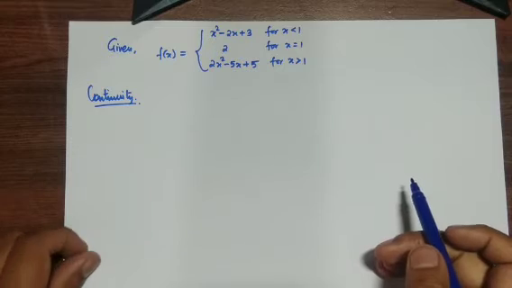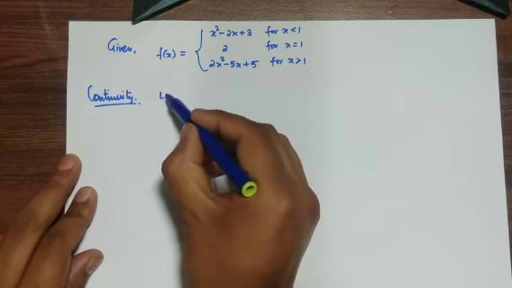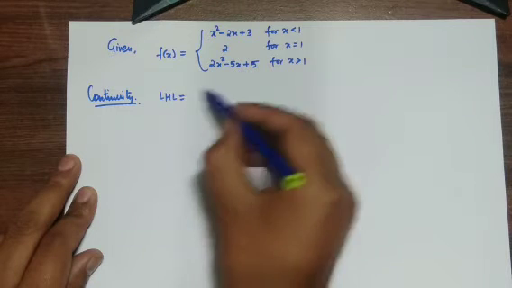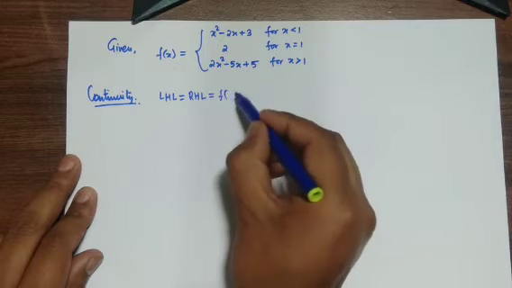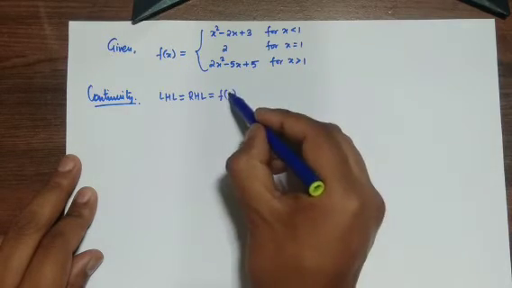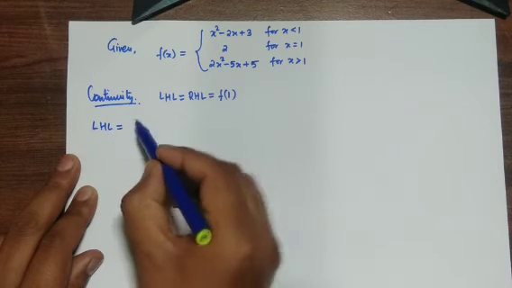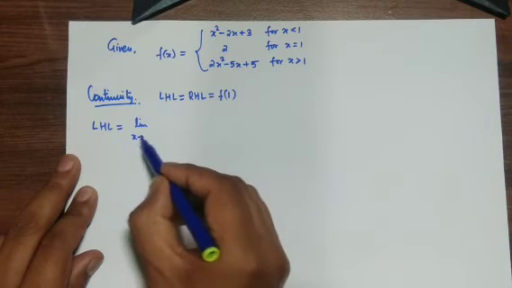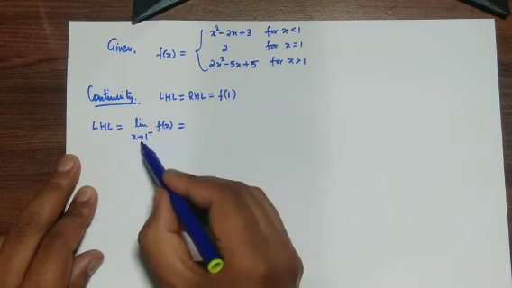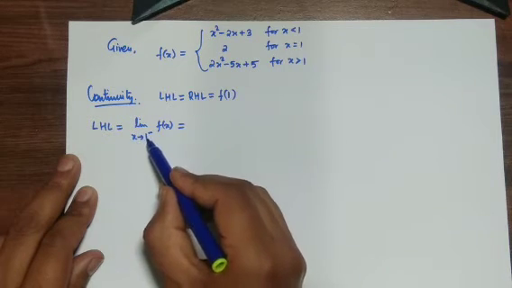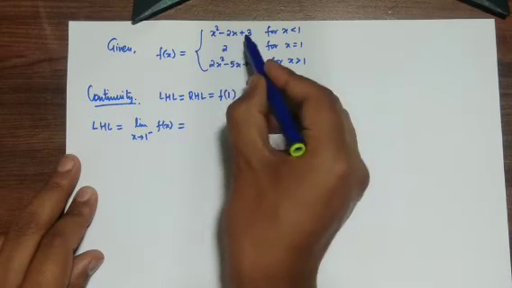Now let us check the continuity of the same function. To check the continuity, it's necessary that we show the left hand limit is equal to the right hand limit, and this is equal to the functional value at that point, and that point is 1. So we will try to show this. First let's take the left hand limit. Left hand limit means limit x tends to 1 minus of f(x). Now as usual, when x is going towards 1 from the left hand side, x is less than 1. So whenever x is less than 1, my function value will be this much.